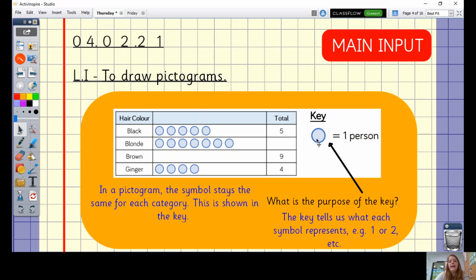Okay, so in this pictogram, and for the pictograms that we're drawing today, each symbol or each picture is going to represent one person. Now some pictograms are a little bit more tricky because in some, each picture represents 5 people. But today we're making it easier for ourselves, and each picture is going to represent 1. So we can see clearly here the number of people with ginger hair is 4. We can see 4 circles. There's 4 people. Even though the categories are different, the symbol is the same all the way through.